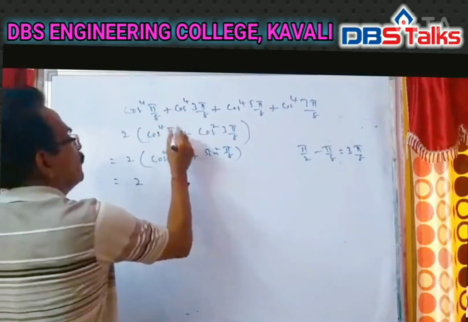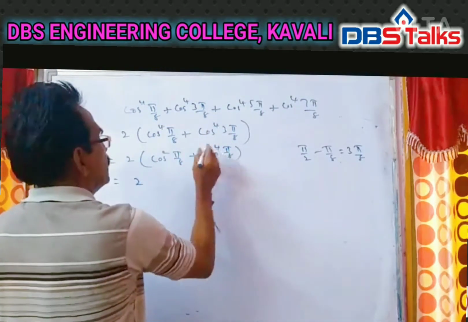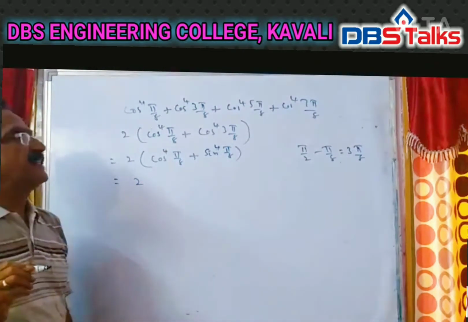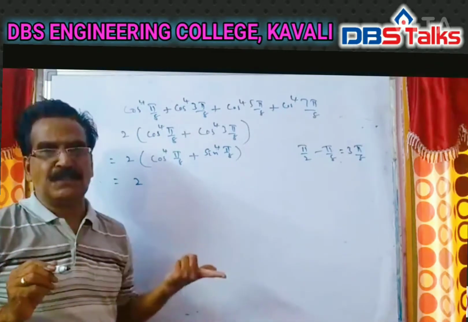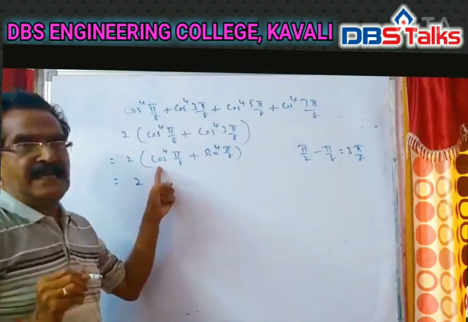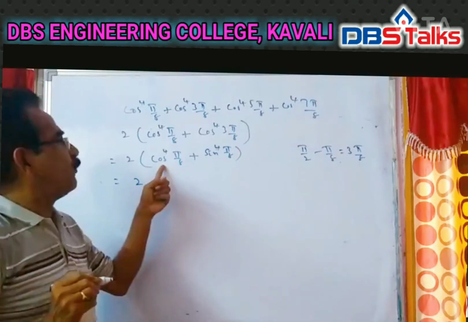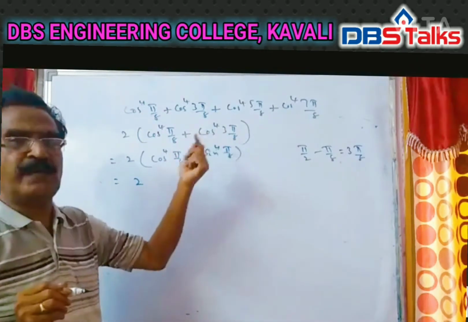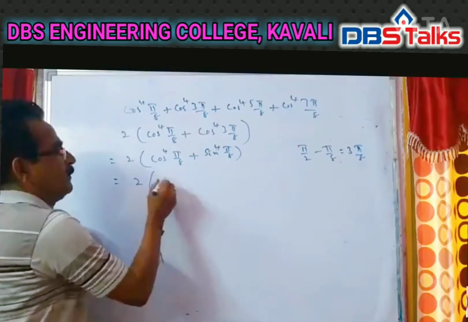This is cos power 4. Cos power 4, this becomes sin power 4. Okay, friends, all squares are made into 4s in terms of power 4. As we discussed in the earlier problem, cos square whole square plus sin square whole square, a square plus b square.